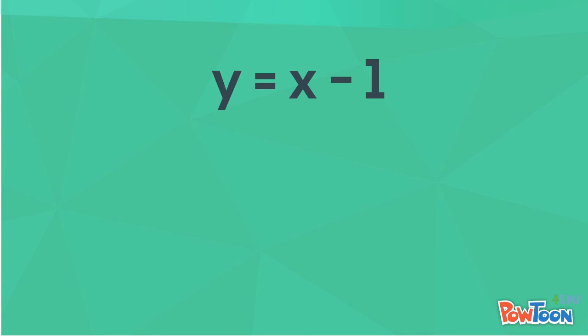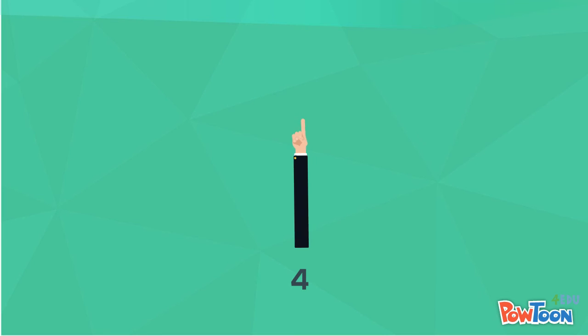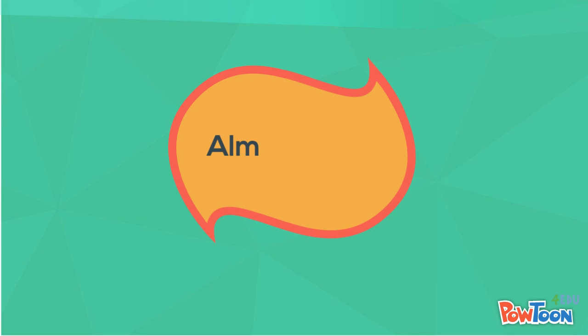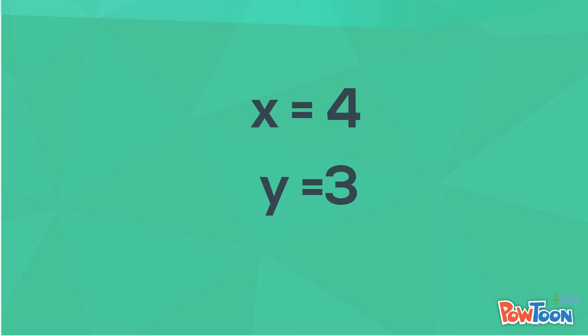We're now going to take our first equation, y equals x minus 1, and we're going to replace the x with 4. We're then going to do 4 minus 1, which means y equals 3. We now found an answer for x and y. X equals 4, y equals 3, and we are all done.